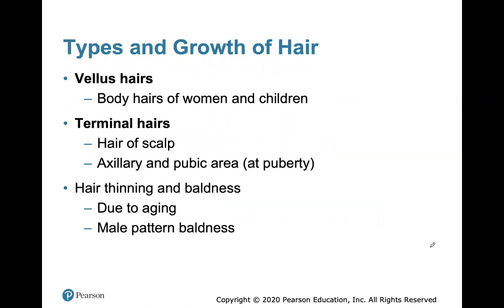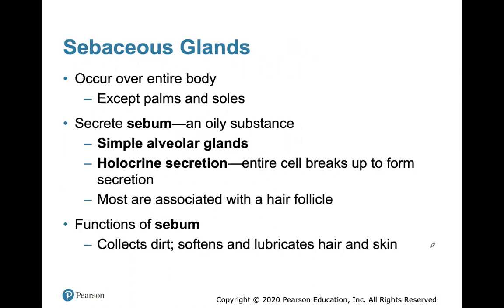You have different types of hair. Body hairs of women and children are called vellus. Terminal hairs are hairs of the scalp and at the pubic area and axillary, the armpit. Hair thinning and baldness is due to aging, and male pattern baldness can also be genetic.